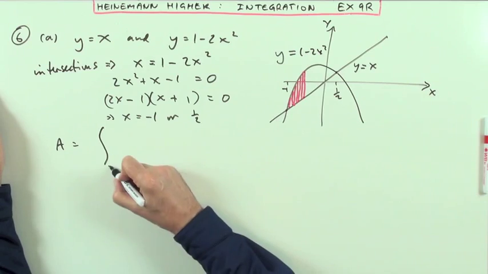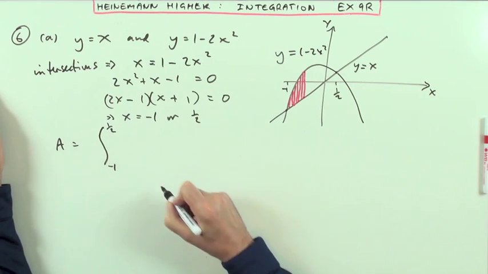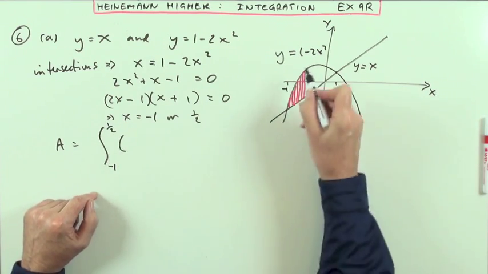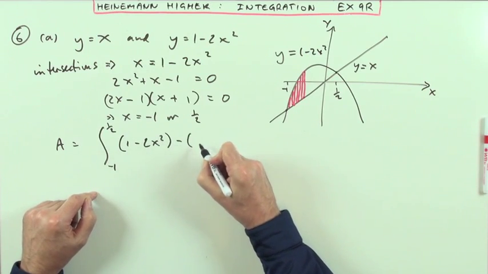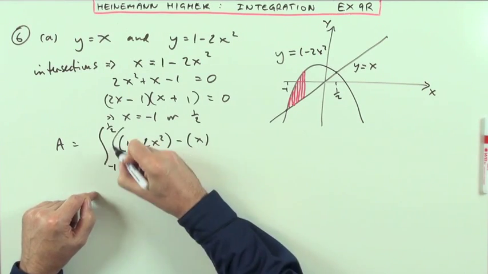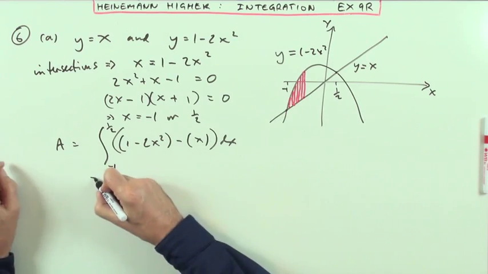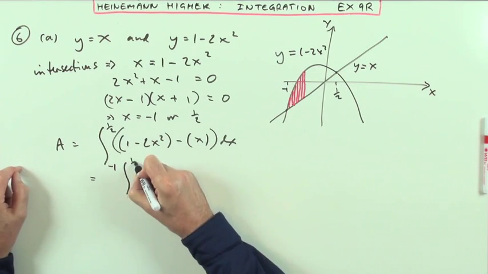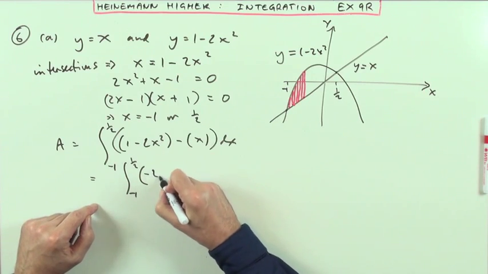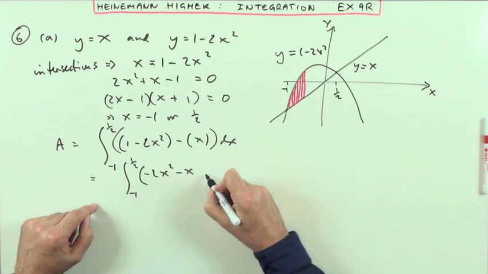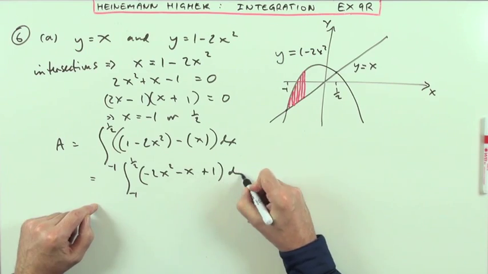It's going to be from negative 1 until a half of the upper one, which is 1 minus 2x squared, take away the lower one, which is just x, dx. So it's going to be the integral from negative 1 to a half of, and unfortunately these are all negative signs, negative 2x squared, negative x plus 1 dx.